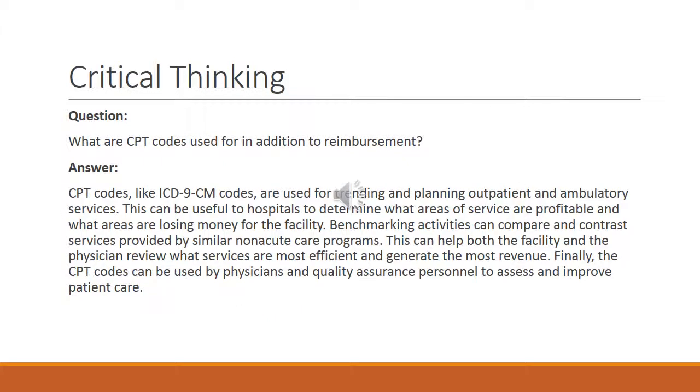And our next question: what are CPT codes used for in addition to reimbursement? And the answer: CPT codes, like ICD-9-CM codes, are used for trending and planning outpatient and ambulatory services. This can be useful to hospitals to determine what areas of service are profitable and what areas are losing money for the facility. Benchmarking activities can compare and contrast services provided by similar non-acute care programs.